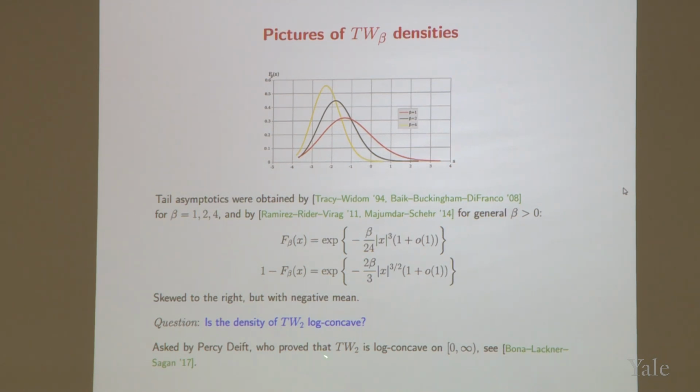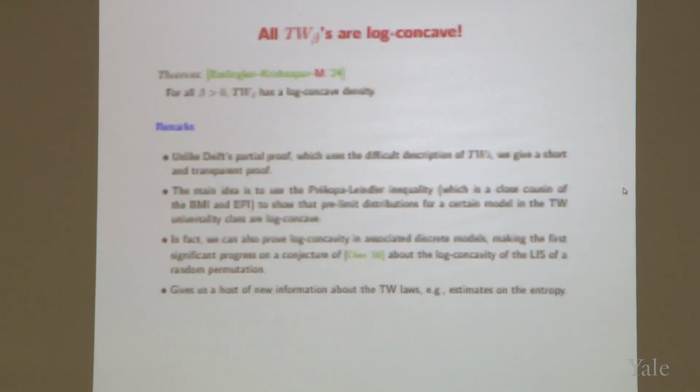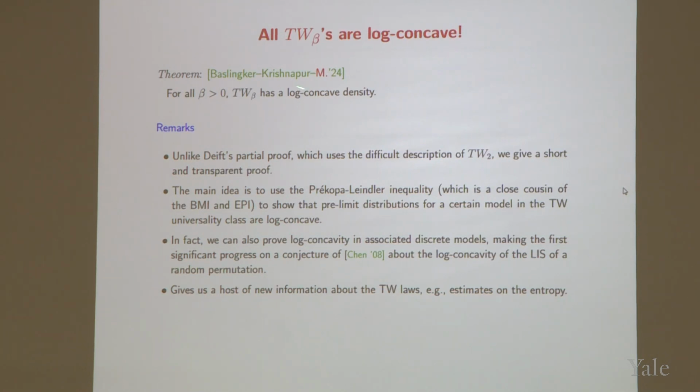So Percy Deift asked the question of whether these Tracy-Widom densities are log concave, which seems like a natural conjecture when you look at these pictures, and he proved that Tracy-Widom 2 is log concave on the positive real line. This was unpublished, but it's contained in a paper of Bona, Lackner, and Sagan. What we were able to show was that for all positive beta, the Tracy-Widom densities are log concave.